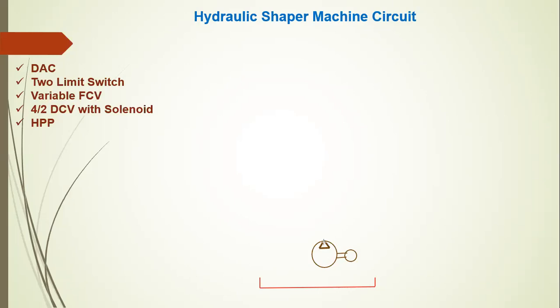Here give one dark triangle inside. It is called the hydraulic side. If you put a light triangle, it is called the pneumatic side.